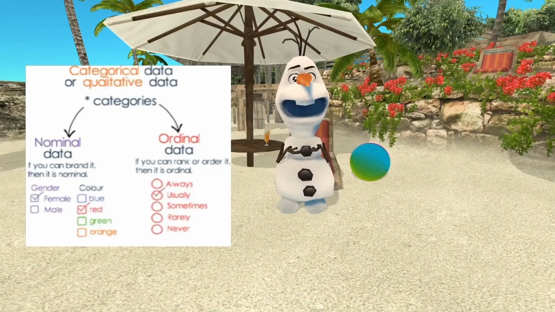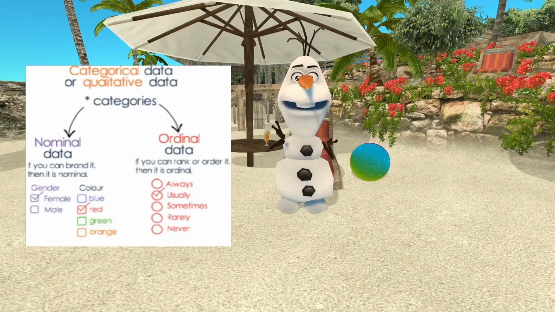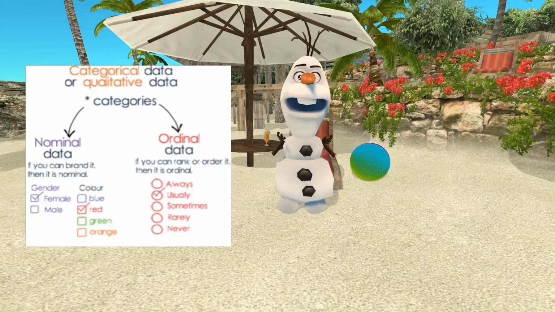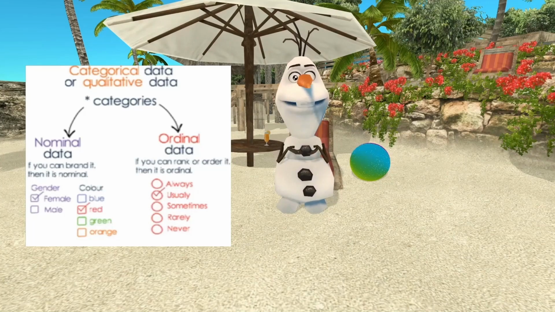Now, categorical data goes into two different types. One is called ordinal, and that is data that is in an order. So an example of this would be small, medium, and large. This has an order to it, from smallest to largest. So this would be ordinal data.